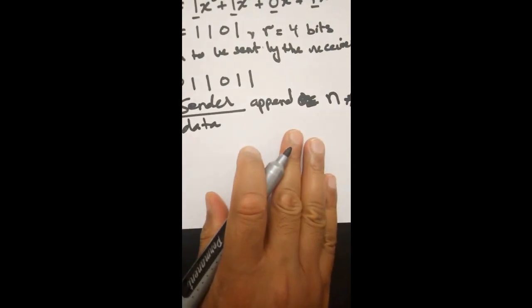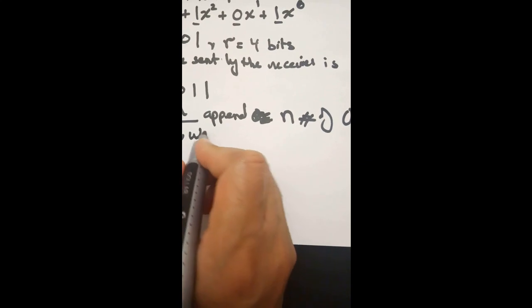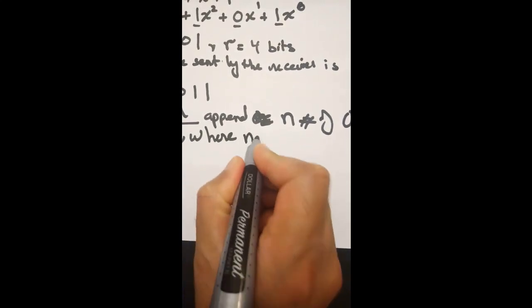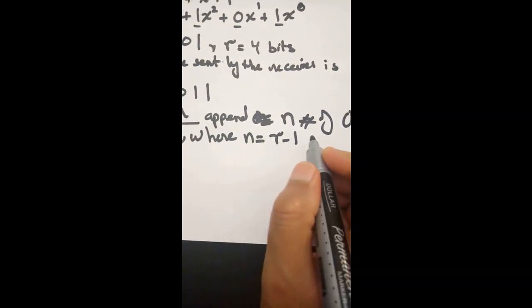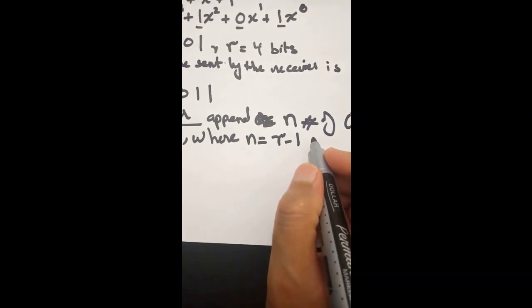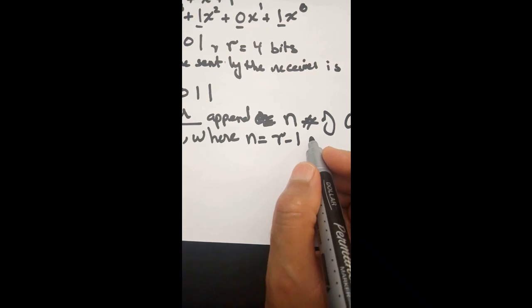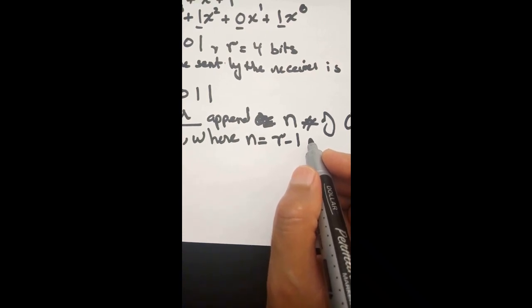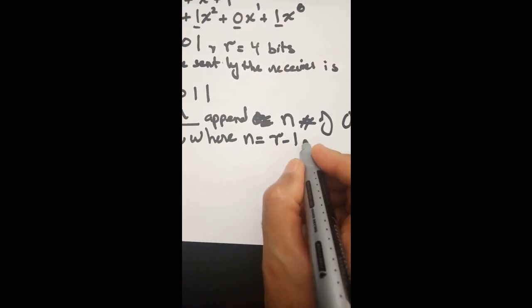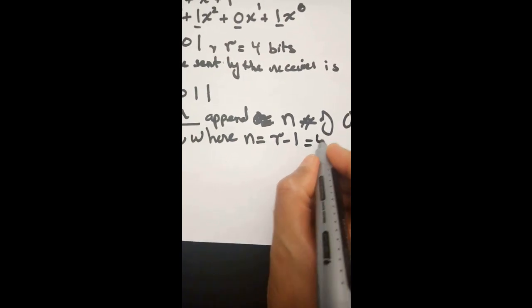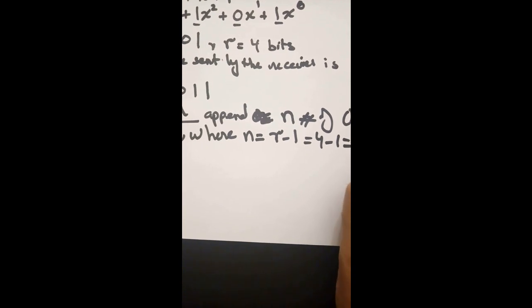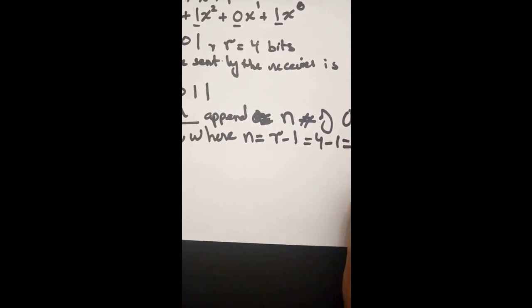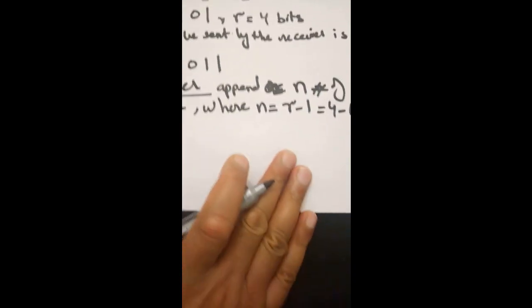So how do we calculate the value of n? Where n is equal to r minus 1, that is, n should be 1 less than the number of bits in the generator. What was r? R was 4 bits. So 4 minus 1 is equal to 3. So 3 zeros are to be appended.